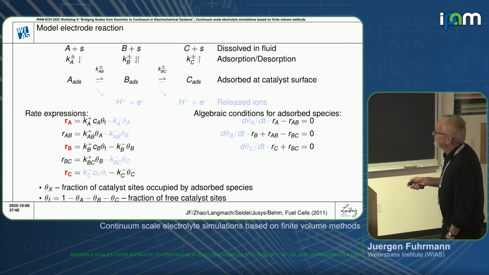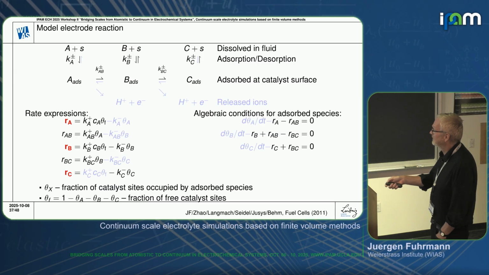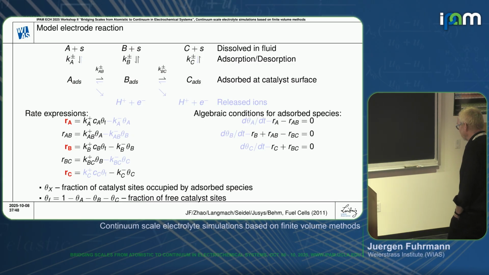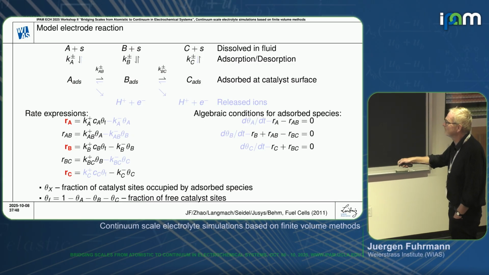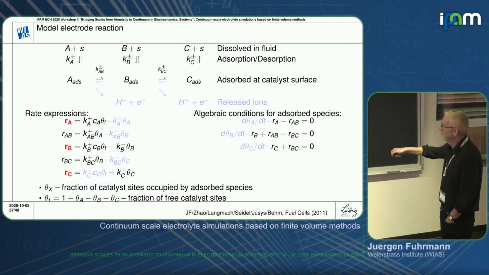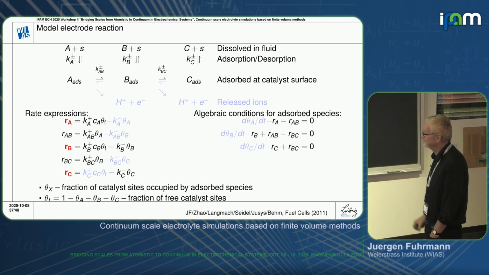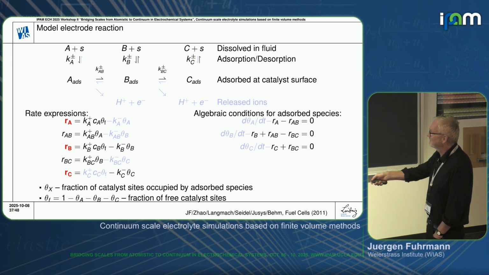And then we can model this in such a way that we have our dissolved species. They can adsorb to the catalyst surface and react on the catalyst surface from A to B to C, and of course then also desorb. And if we would have a fully electrochemical experiment, we would also just have the corresponding reaction to protons and electrons and the corresponding current, which we ignore in this case.